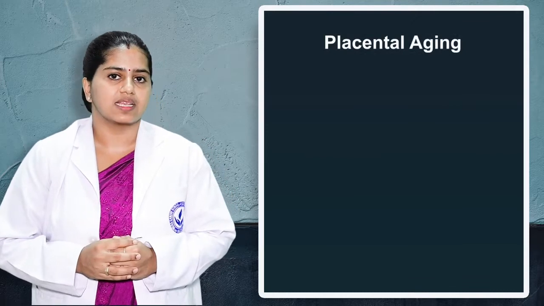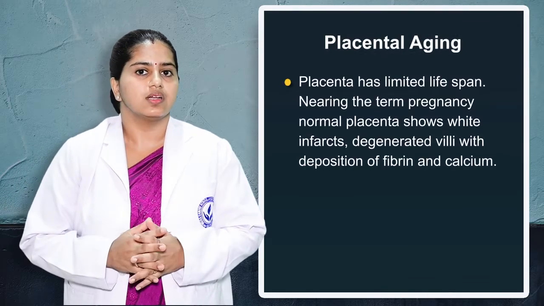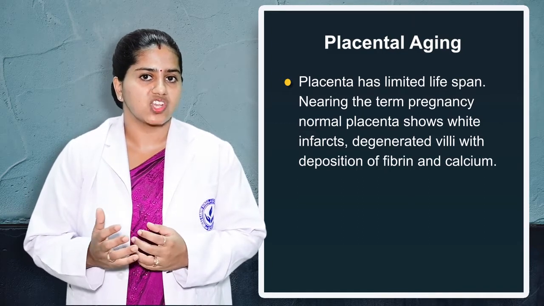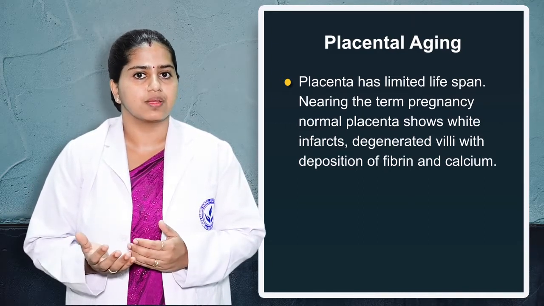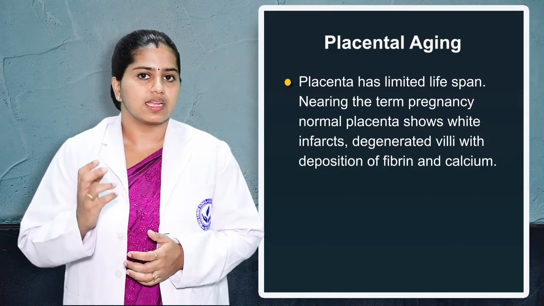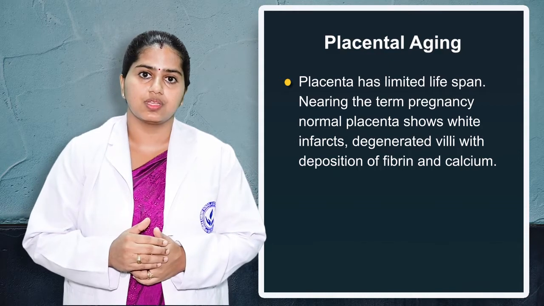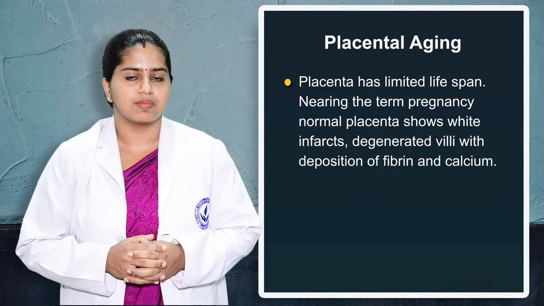Next we will see what is placental aging. At the end of the pregnancy, the placenta undergoes infarction due to changes in the basal plate and the chorionic plate. Here white greyish changes take place in the placenta. This is due to the deposition of calcium and fibrin.